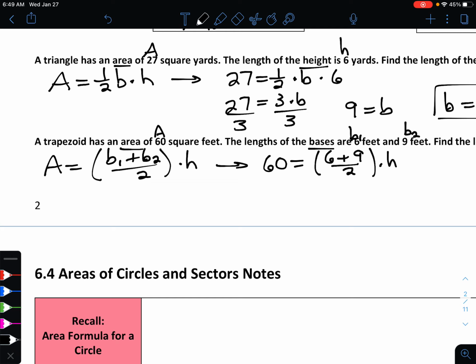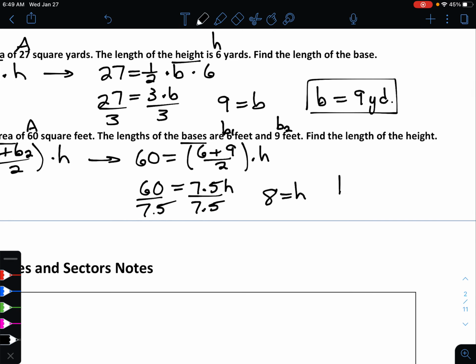Okay, so now let's simplify what's in the parentheses. 6 plus 9 is 15, and that divided by 2 is 7.5. So 60 is equal to 7.5 multiplied by your height. Now to get H by itself, we just divide each side by the number in front, so divide each side by 7.5. You're going to get that 60 divided by 7.5 is 8. So 8 is equal to H. Then we'll just include the label with that, so H would be equal to 8 feet.